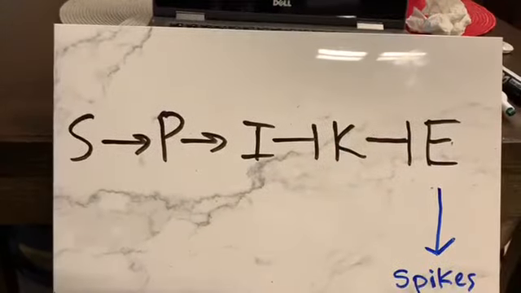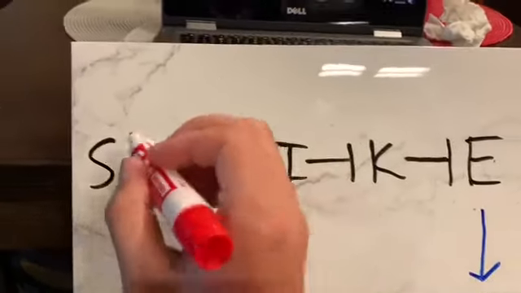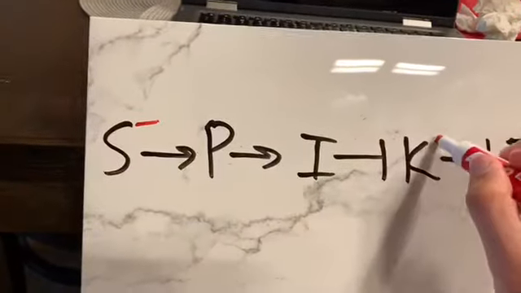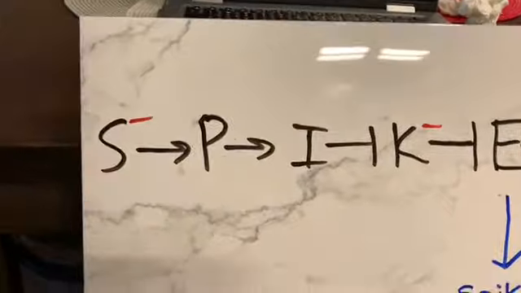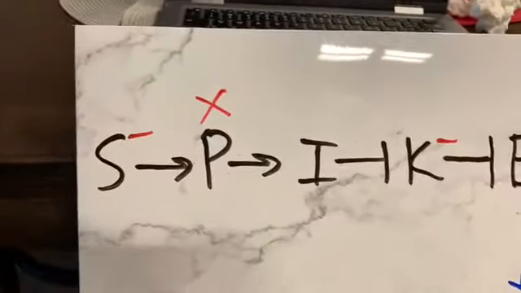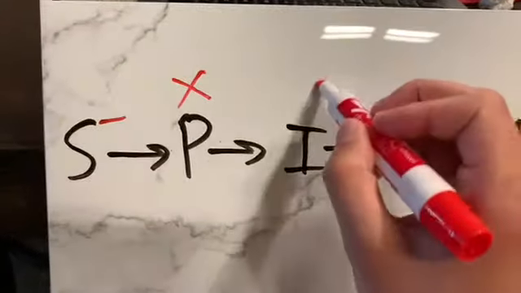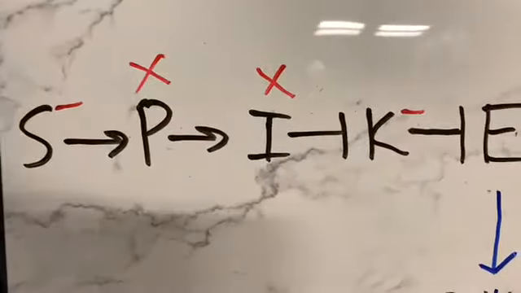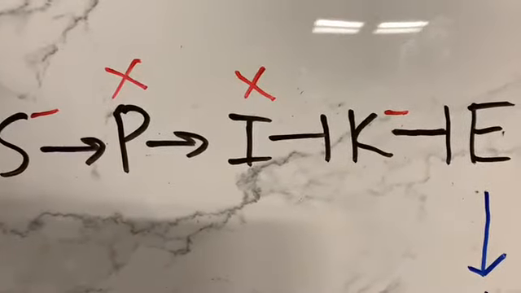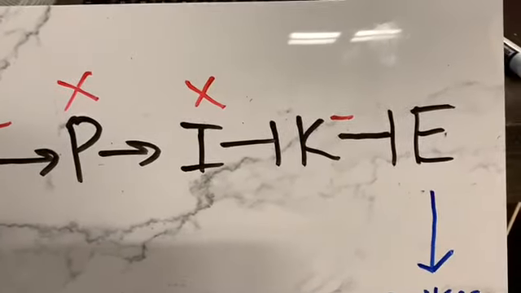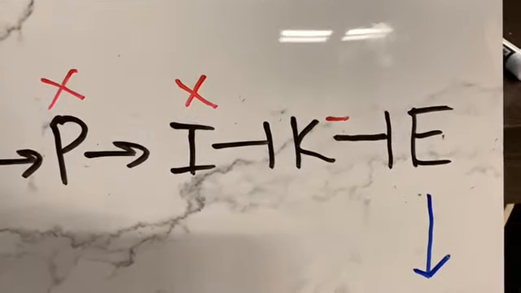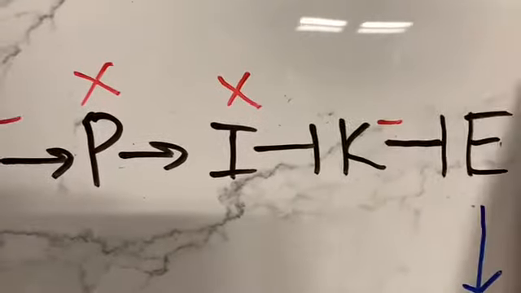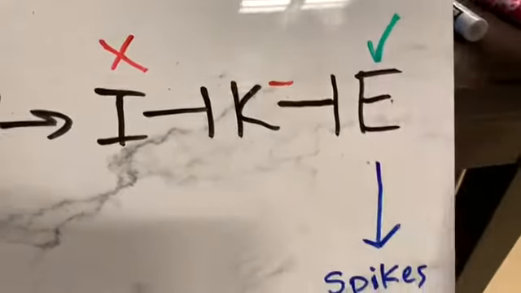This last example involves mutations in S and K. If S can't be produced, then P is not activated, I is not activated, and I will not inhibit K. But K does not need to be inhibited because it has its own mutation. If K is not present to inhibit E, then spikes will be produced.